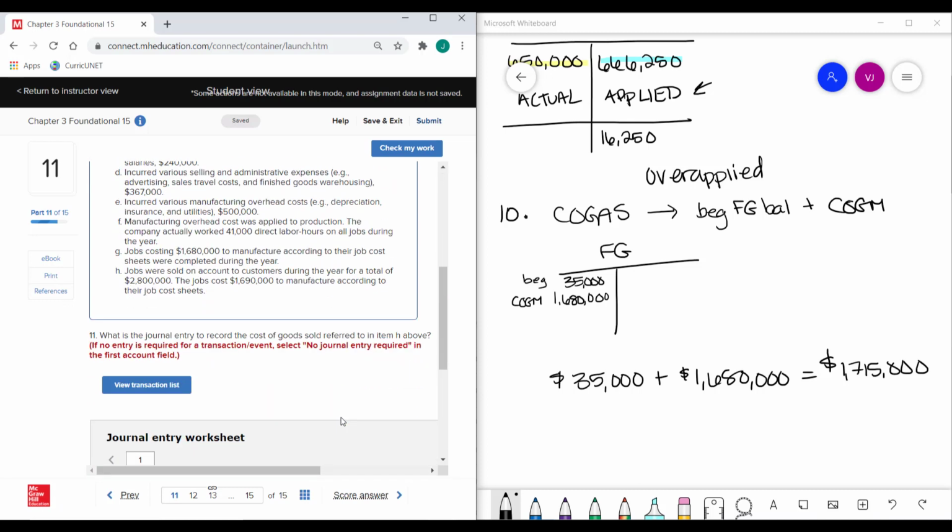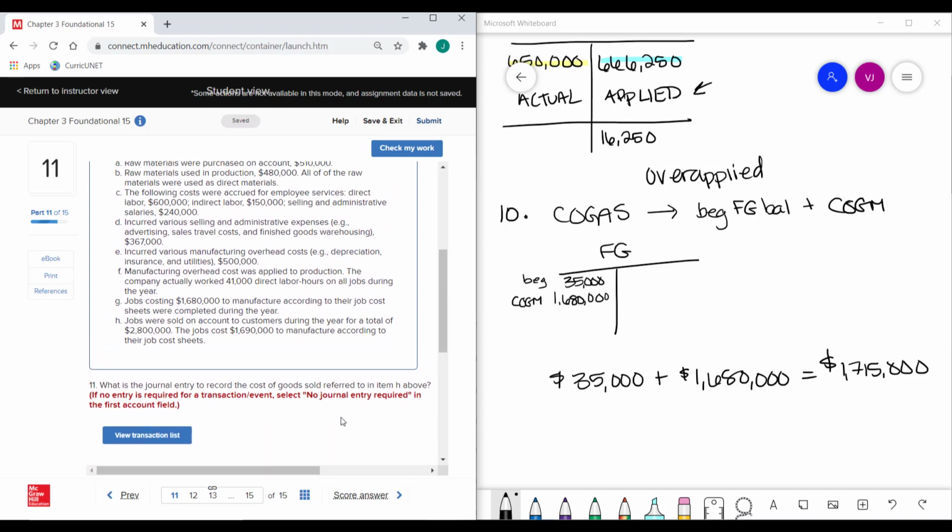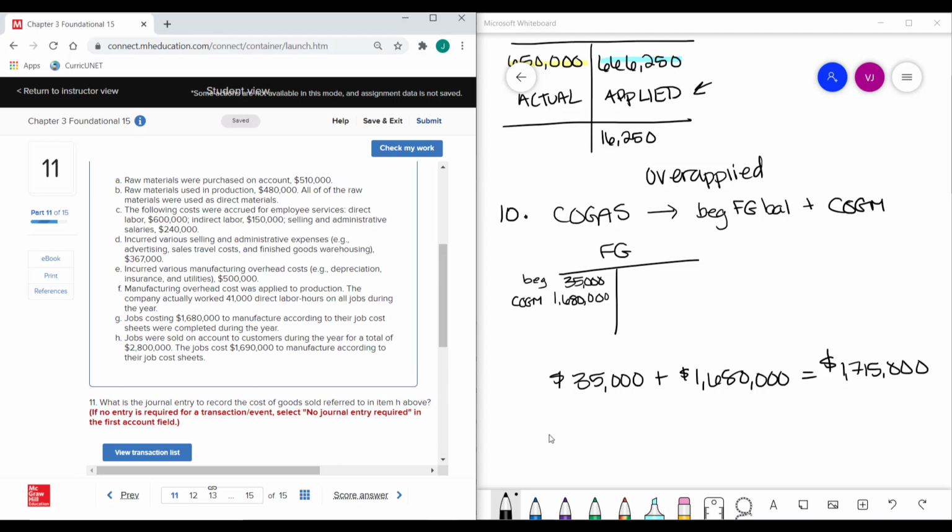Number 11. What is the entry to record the cost of goods sold referred to in item H above? Okay, cost of goods sold. So here it says jobs were sold on account to customers during the year for a total of 2.8 million. So that would be an entry on its own, right? Where we would debit accounts receivable and credit sales. But they're asking us to do the journal entry just to record the cost of goods sold, and they tell us the jobs we sold for 2.8 million cost us 1.69 million to manufacture, right?